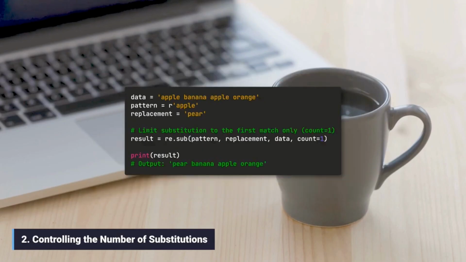2. Controlling the number of substitutions. By default, re.sub replaces all occurrences. However, you may use the optional keyword argument count to limit the number of replacements. If you set count equal to 1, as shown here, only the very first matching pattern will be replaced. This provides fine-grained control over your text manipulation.